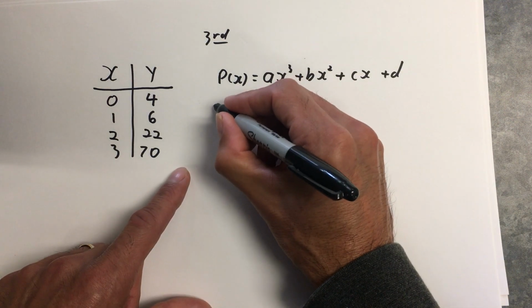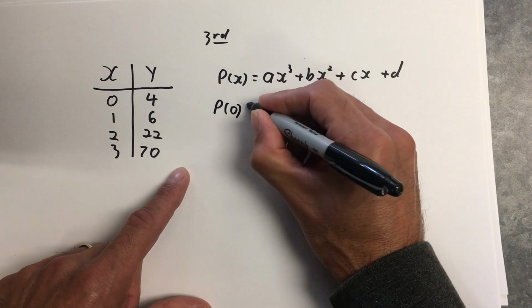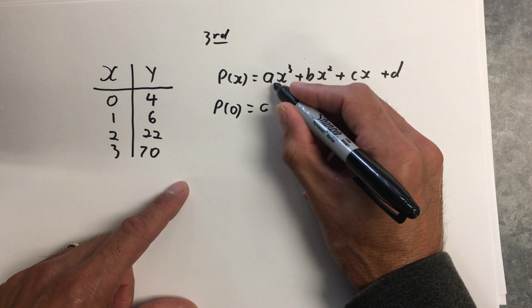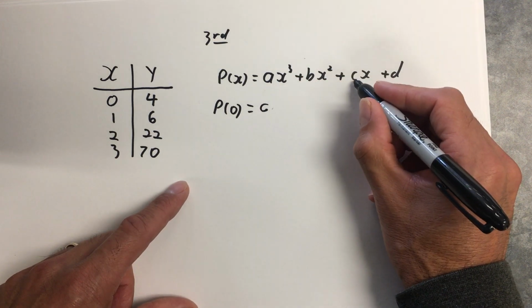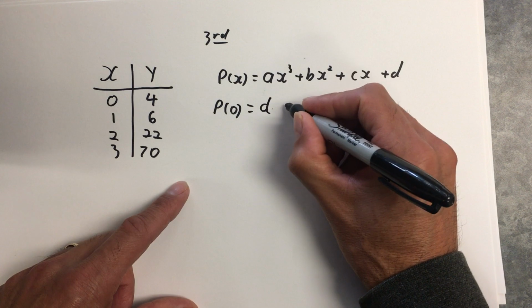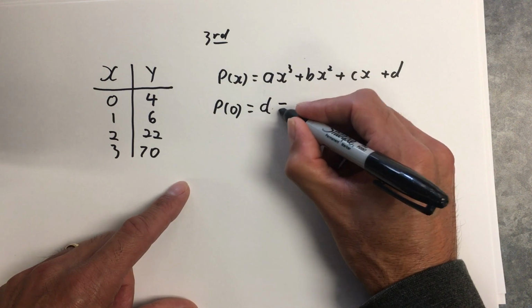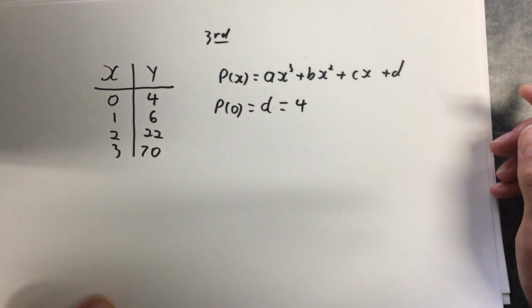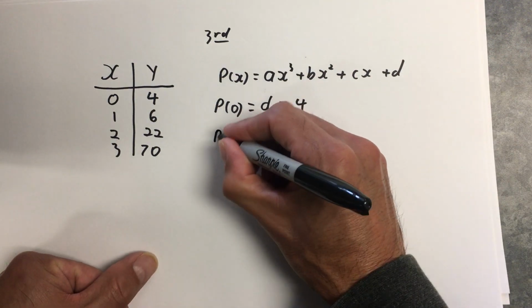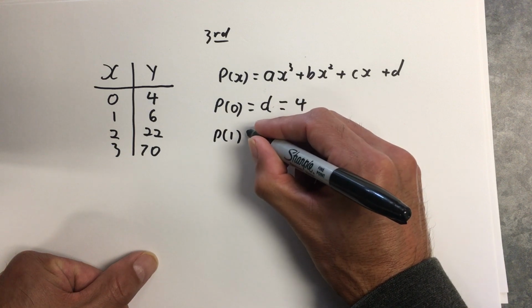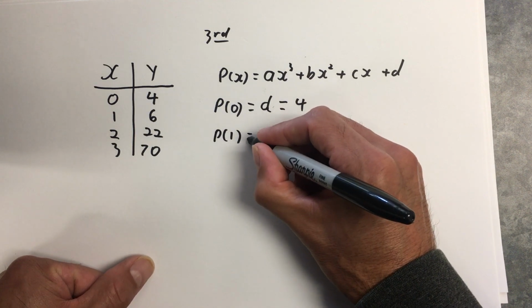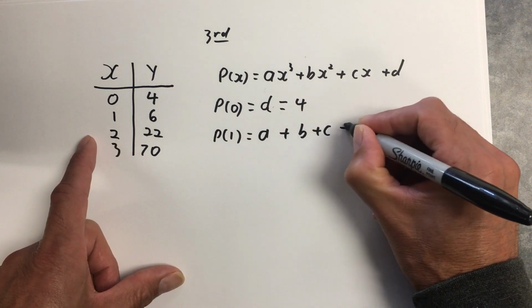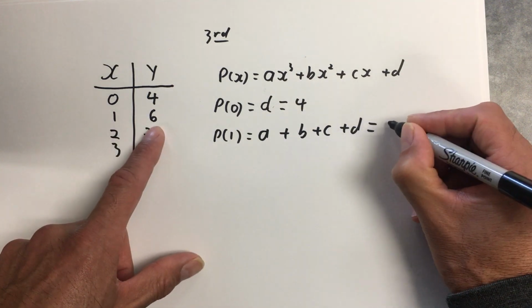Now we know that if we're looking at our polynomial at 0, that's equal to 0a plus 0b plus 0c plus d, so that's equal to d, and that's also equal to 4. So we know ahead of time d is equal to 4. Our polynomial at 1 is going to give us a plus b plus c plus d is equal to 6.